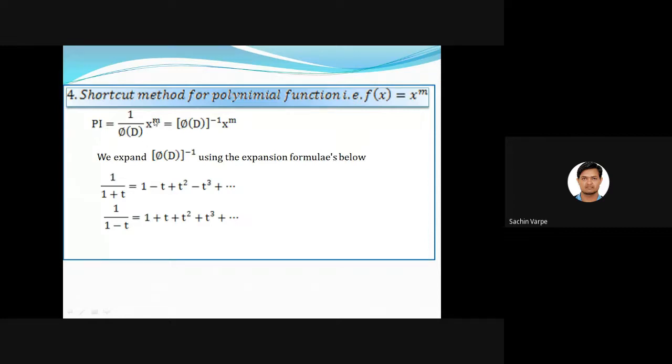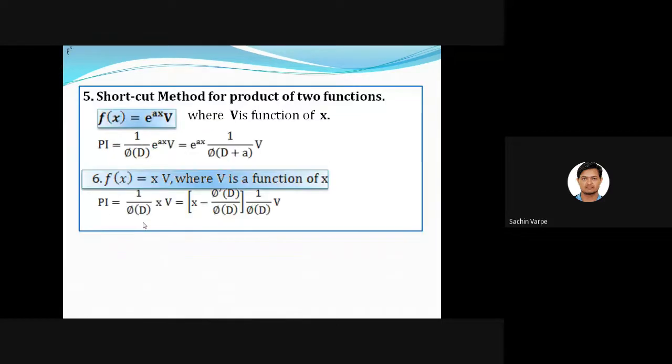So in case of polynomial function, we have expanded this 1 upon phi of d integrating operator with the help of expansion formulas, 1 upon 1 plus t or 1 upon 1 minus t. Then in case number 5, e raised to x into v case, we have replaced d by d plus a by taking exponential function outside the operator. Then in case number 6, x into v, the formula is x minus phi dash upon phi into 1 upon phi operator on v.